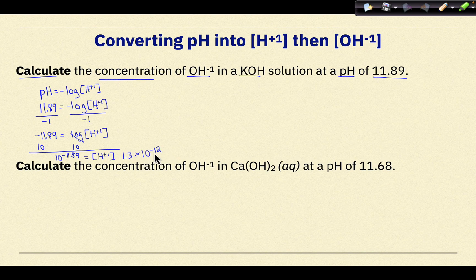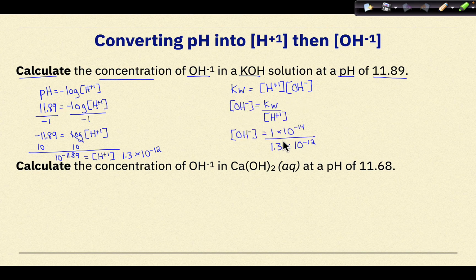The next thing I need to do, because right now I only have the hydrogen ion concentration, is to find the hydroxide ion concentration. To do this, I'm going to start out with my Kw formula. I'm going to rearrange my formula to solve for hydroxide ion concentration. Then I'm going to plug in my values. Completing this calculation, I find my hydroxide ion concentration to be 0.0077 molarity. Let's do another example.